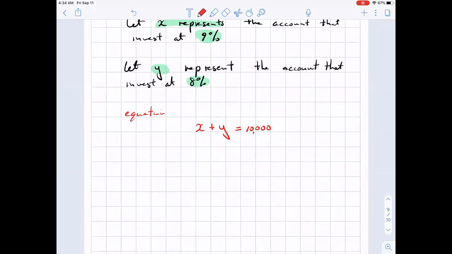So we have 9% or 0.09x plus 0.08y, and that is equal to the money we earned in interest, which is $860. So this is interest, this is interest, this is the interest money. So the second equation has to do with all interest.